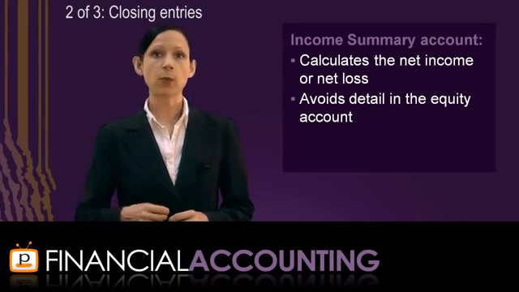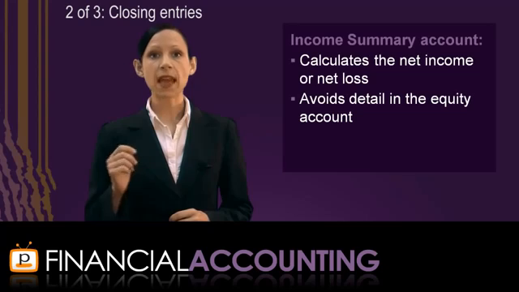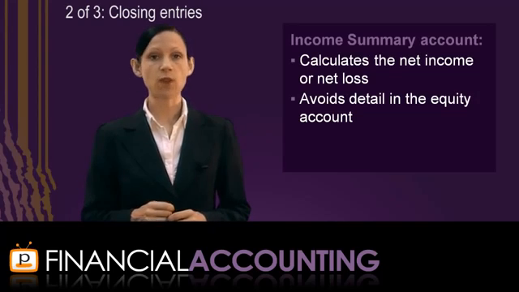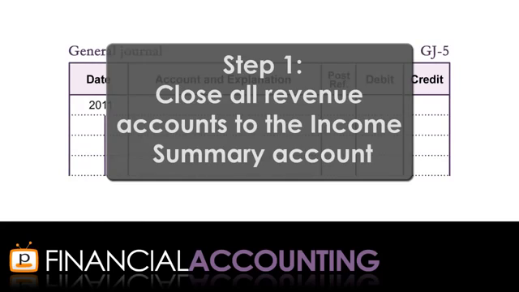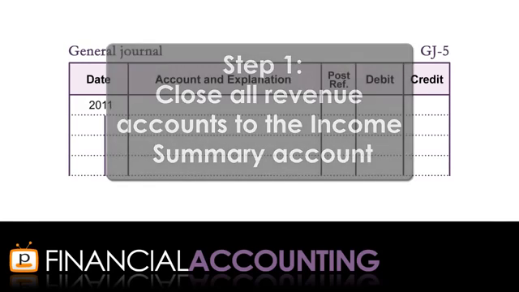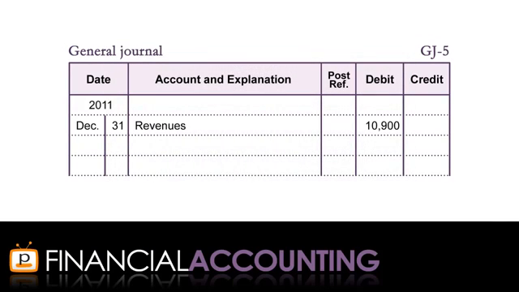So, enough talking about closing entries. Let's go ahead and actually record them in the general journal of a sole proprietor. The first step closes the balance of the revenue accounts to the income summary account. This is done by debiting each revenue account with its final balance and crediting the income summary account for the same amount. In this example, there was only one revenue account of the business. However, if the business had more than one revenue account, each account would be closed in this way.